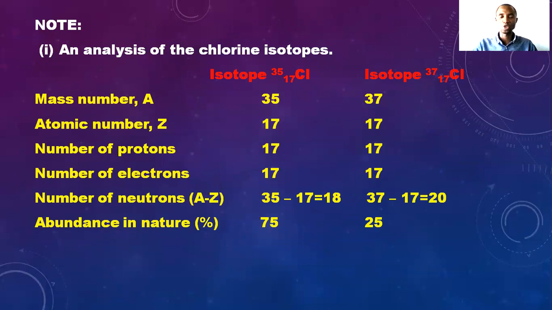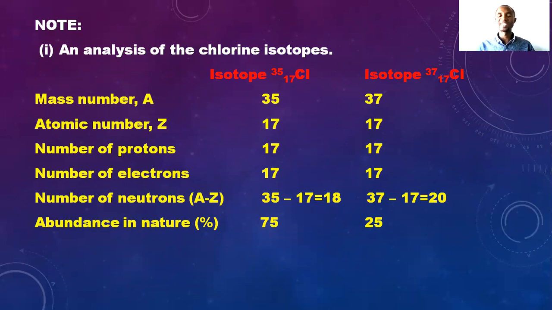In an analysis of chlorine isotopes, we observe that here we have chlorine 35 and chlorine 37. Of course, our usual atomic number is the one below, which is 17, the atomic number of chlorine. The mass number A is 37 and 35. The atomic number Z, which is 17, is the same. Remember the definition: the same atomic number, but different mass number.